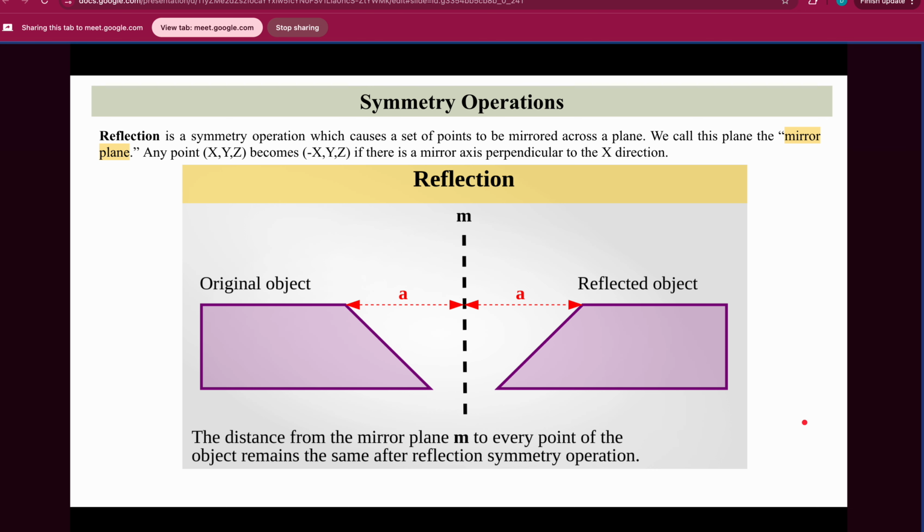Okay, so in this case, you only have to remember about the mirror plane, and the distance from each point will be equal. They will be non-superimposable. This is about the reflection, and only one of the points or one of the coordinates will get changed, which will be perpendicular to the mirror plane. The rest of the points will remain constant. These are the points you need to keep in mind when you're talking about the reflection type of symmetric operation.